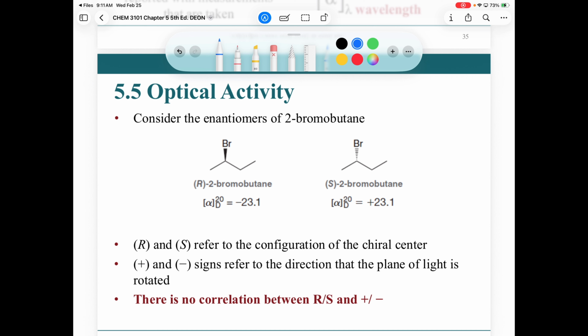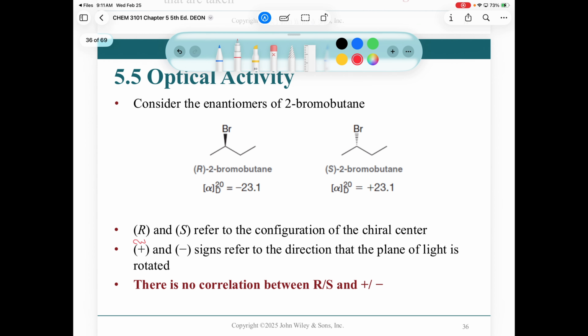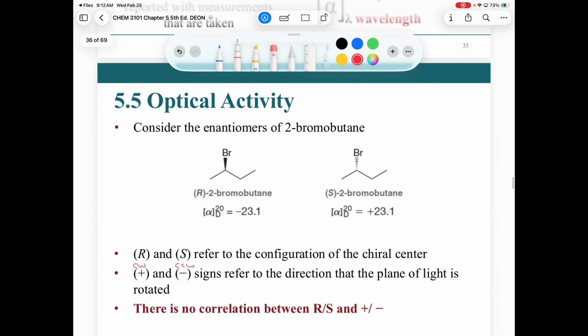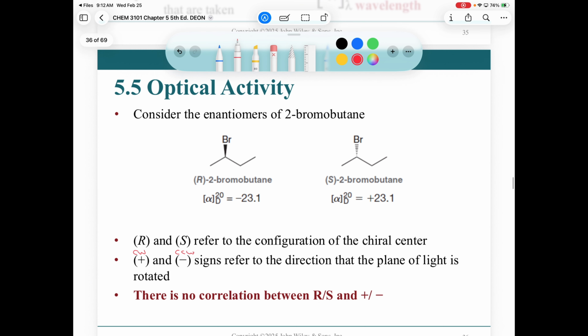R and S refers to chirality using the Cahn-Ingold-Prelog rules, right, everybody? Okay. The positive and negative has to do with how it rotates the light. Positive for clockwise, negative for counterclockwise. Unfortunately for us, there's no correlation between R and S and positive or negative, okay? The only way to know whether something rotates plane polarized light in the positive or negative direction is to do an experiment, to figure it out your own self by going into the lab and doing it.